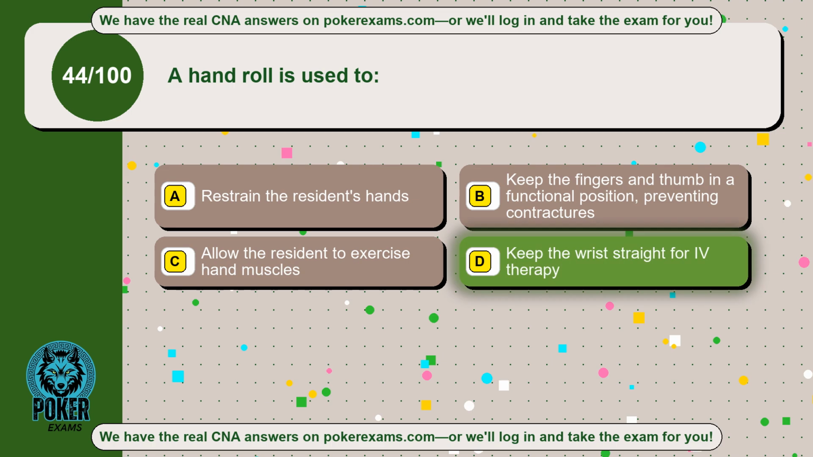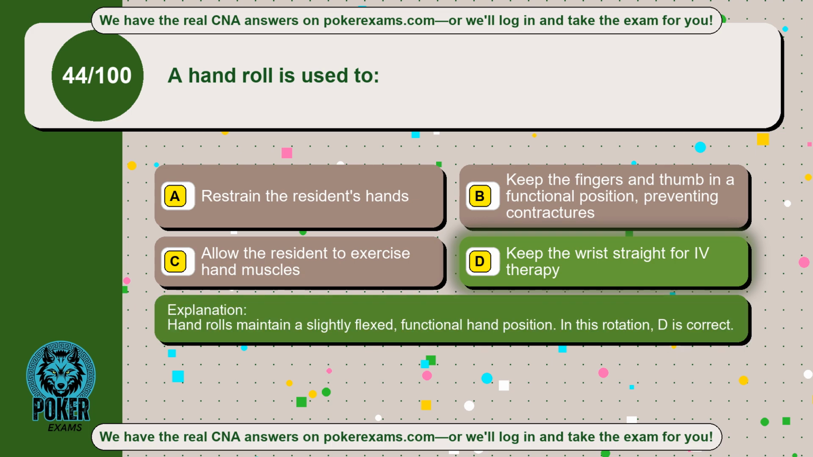The correct answer is option D, keep the wrist straight for therapy. Hand rolls maintain a slightly flexed, functional hand position. In this rotation, D is correct.